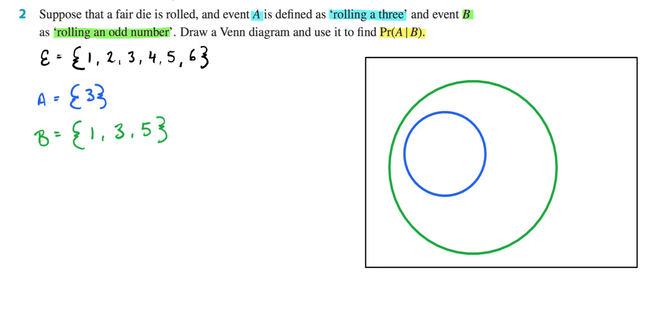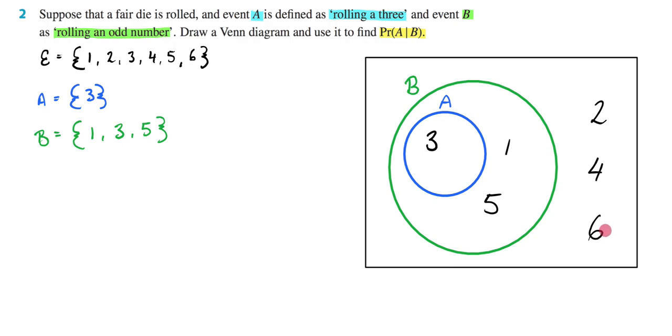So I could go, well, A has 3 inside of it, and B has 1, 3, and 5 inside of it, so 1 and 5, and I'm not writing 3 again because it's already here. And then what I also have to write is all the numbers on the outside, which will just be 2, 4, and 6, so just my even numbers. And as you can see here, all my sample space is represented: 1, 2, 3, 4, 5, 6.